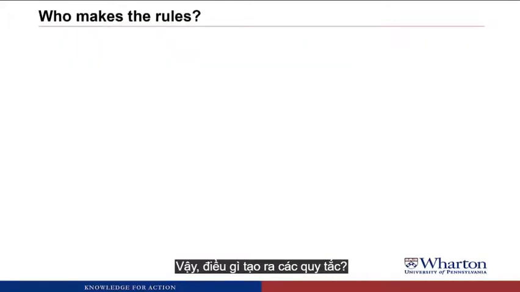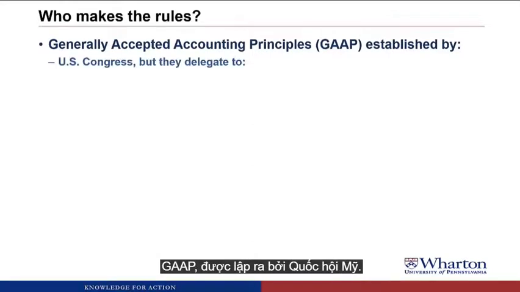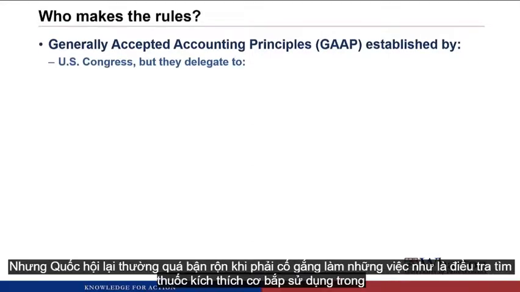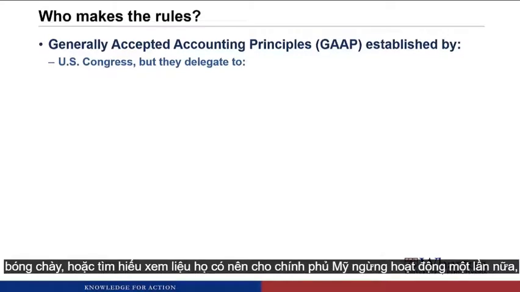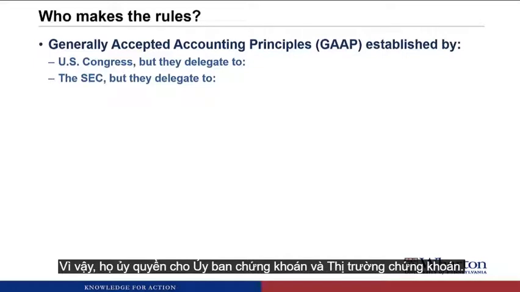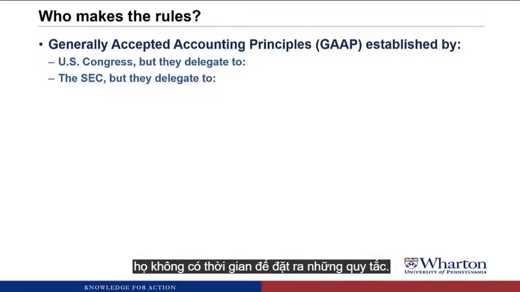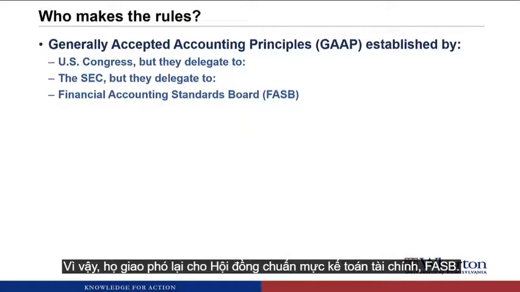So who makes the rules? Generally accepted accounting principles, or GAAP, are established by the U.S. Congress, but they're usually too busy trying to do things like investigating steroids in baseball or figuring out whether they should shut down the U.S. government again, that they don't have time to do accounting standards. So they delegate to the Securities and Exchange Commission. But they're often too busy trying to catch the bad guys, so they don't have time to make the rules. So they delegate to the Financial Accounting Standards Board, or FASB, which is a 7-person board in Norwalk, Connecticut, that has the authority to make accounting rules in the US.